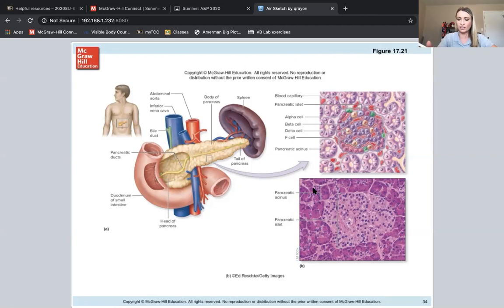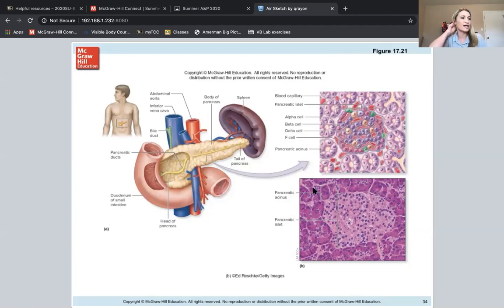When you look at the histology slide of the pancreas here, this lighter colored area is a pancreatic islet. All these small, round clusters of darker cells here, these darker clusters, are the pancreatic acini. And pancreatic acini, again, are the exocrine parts. Pancreatic islets are the endocrine parts, and most of the pancreas is actually exocrine.